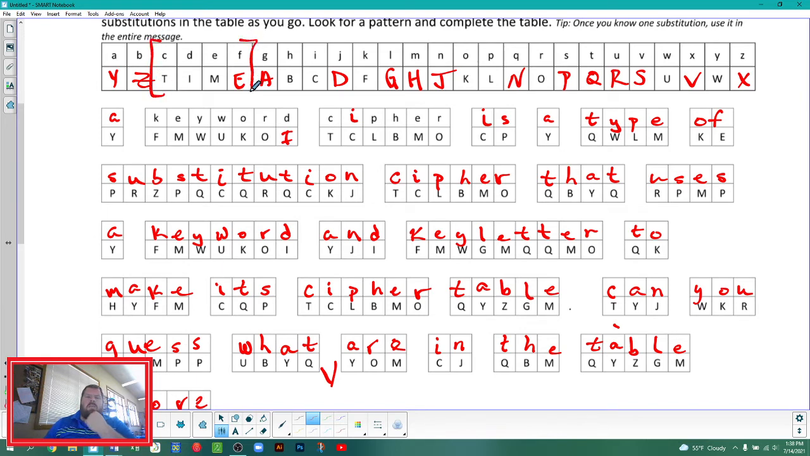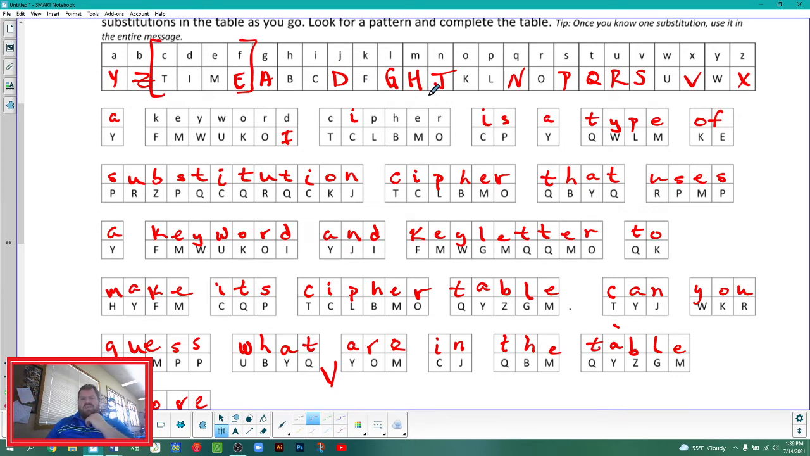You write time as ciphertext. And then you fill in the rest of the alphabet after your keyword, but skipping any letters that you've already used in your keyword. So we had to skip the letters T-I-M-E. So we went A, B, C, D. We skip E because that's in my keyword.